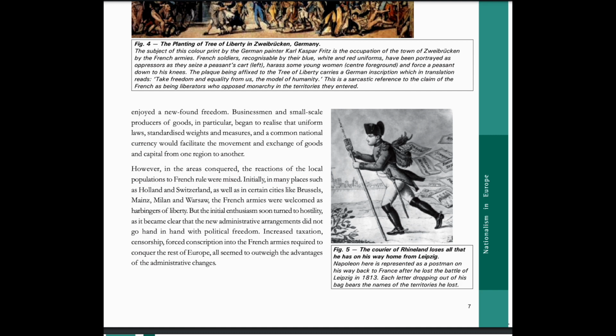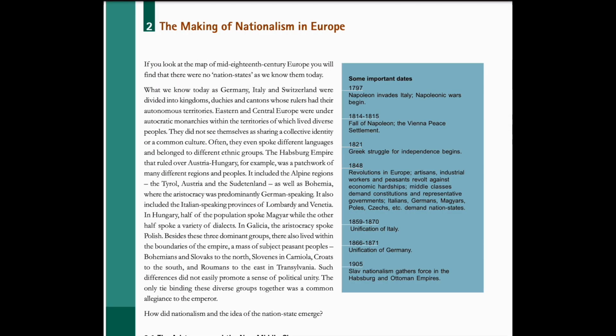Increased taxation, censorship, forced conscription into the French armies required to conquer the rest of Europe, all seemed to outweigh the advantages of the administrative changes.